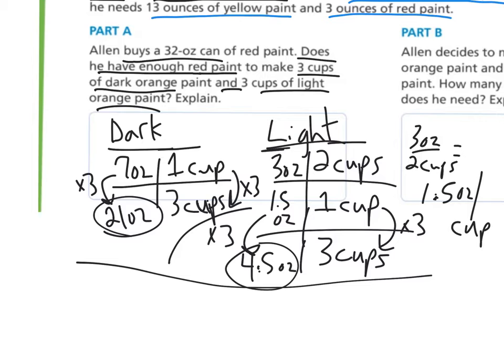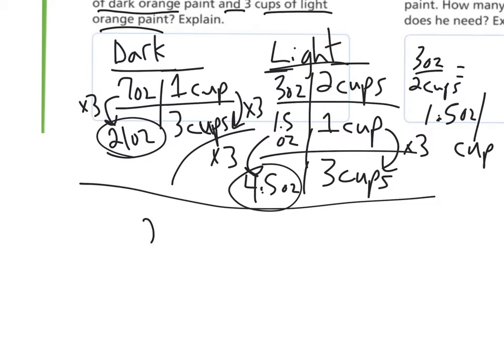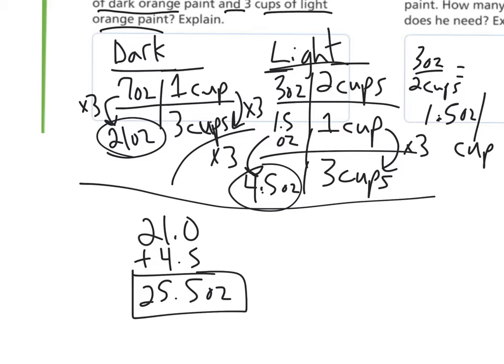And then we can just add those together. When you add those, make sure you line up your decimal points. So we would need 25.5 ounces of red. So we could say that yes, we would have enough red paint, and we could even figure out how much extra we would have. We'd have like 6.5 ounces left over.